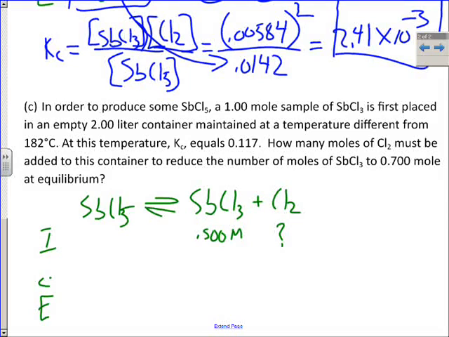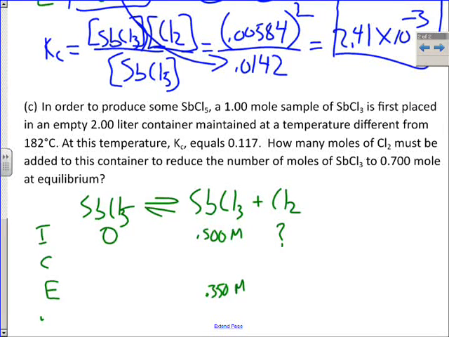So remember, since that's 0.700 moles in 2 liters, we know that this has to end up, when all is said and done, when we reach our equilibrium, as 0.35 molar. So we know in our ICE table here, we know that initially we don't have any of this, and we're adding these two things together, SbCl3 and Cl2. And we know exactly how much SbCl3 we had in there, but we don't know how much Cl2 we had. But we do know what we want to end up with at equilibrium.